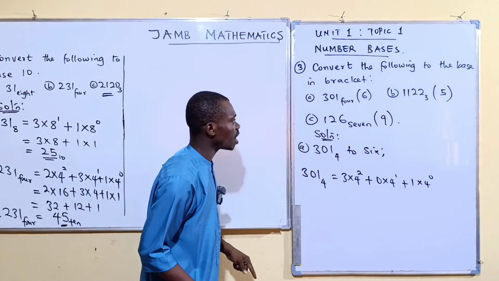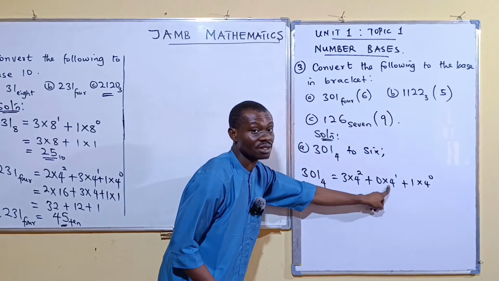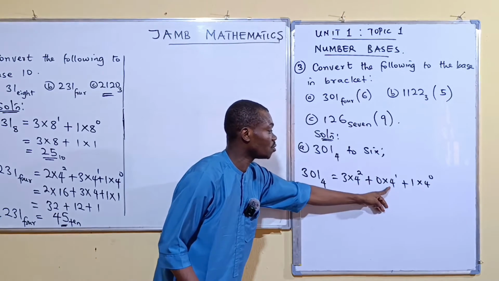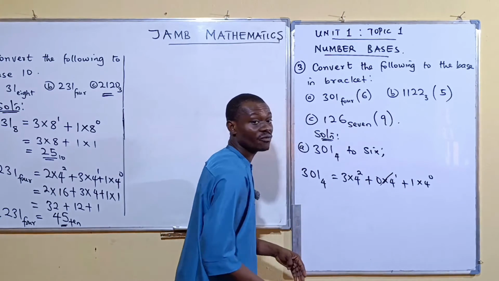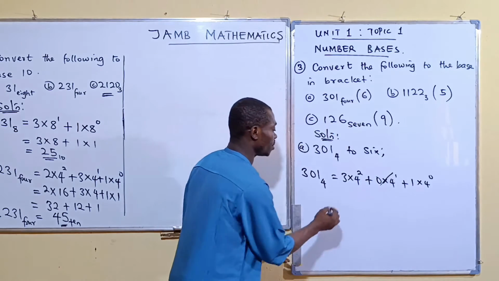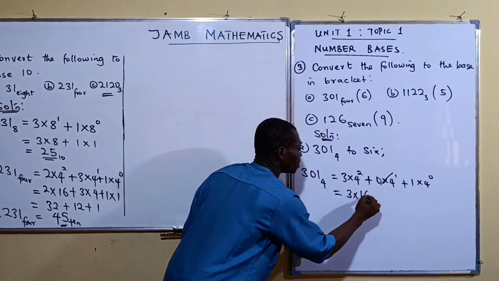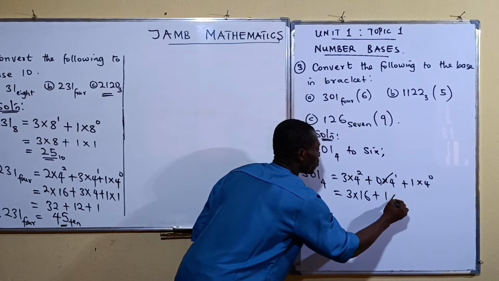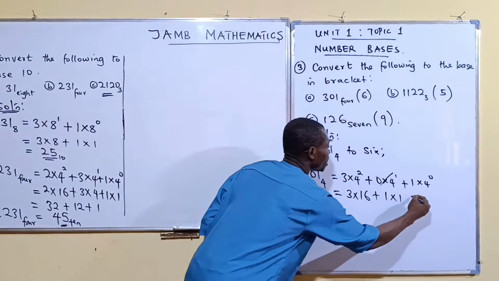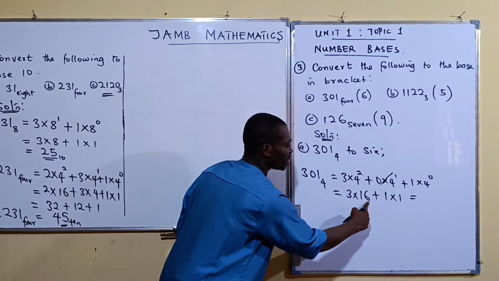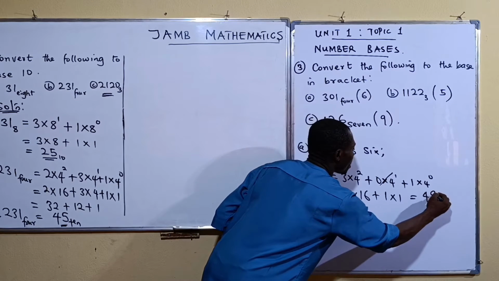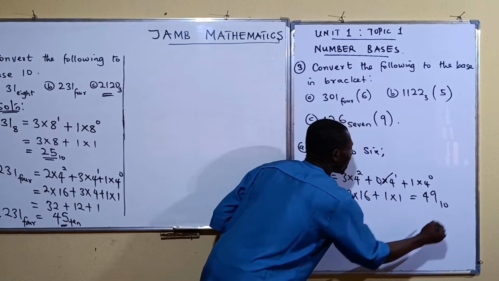Watch what will happen there. This is already 0, so for time's sake you don't need to waste your time doing this. Anything multiplied by 0 is 0. So 3 times 4 to the power of 2, which is 16, gives 48, then plus 1 times 1. So I have 49 in base 10.